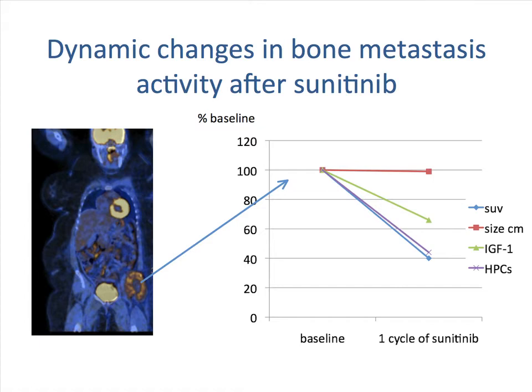And indeed, when you start Sunitinib on this patient, there's no change in the size of the lesion, because we know that bone lesions are difficult to change in size. But if you look at the SUV uptake, the decrease in PET activity, there's a decrease. If you look at hematopoietic progenitor cells, there's a reduction. And you look at IGF-1, there's a reduction as well in this specific patient.